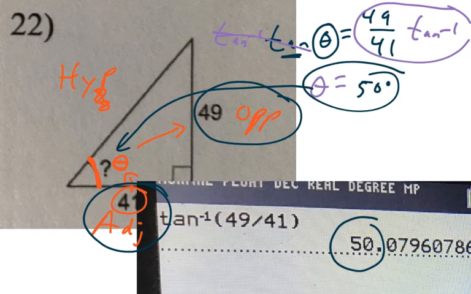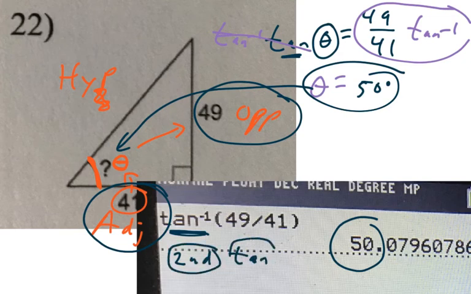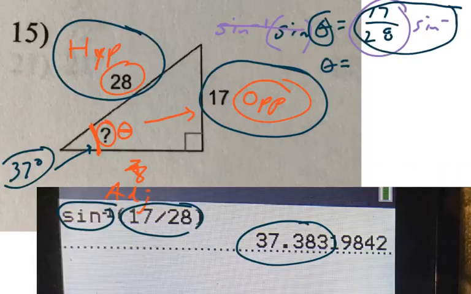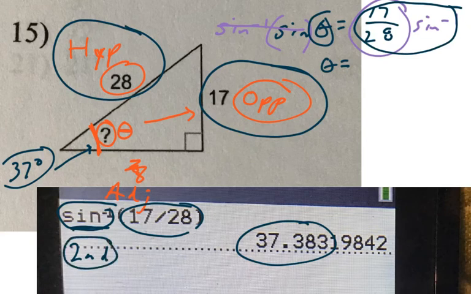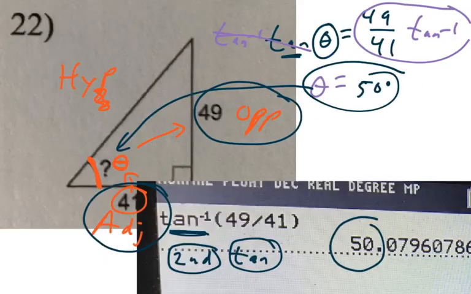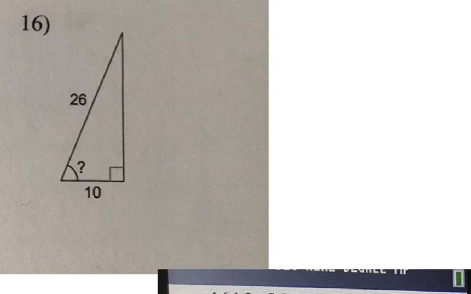Now the one thing I almost forgot, I did cover it in the previous video, is how do I do tangent inverse? You have to press that second button, that shift button, and then the tangent button. Okay? How do we do sine inverse? We press that second button and then we press the sine button. Okay? All right, let's do one more.